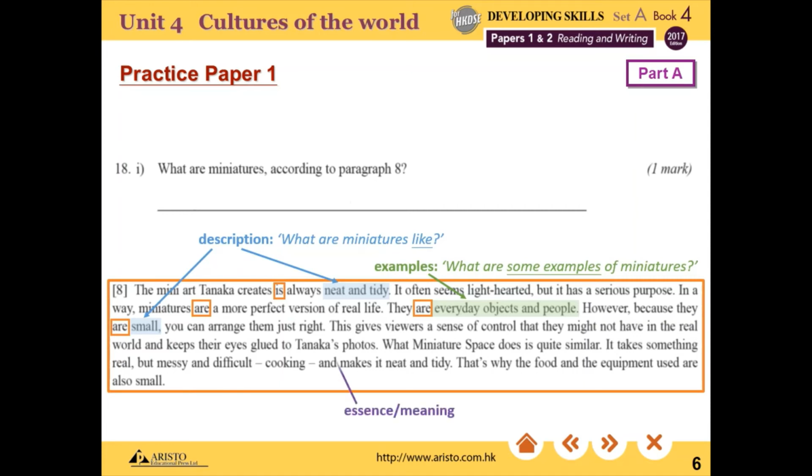Lastly, highlighted in purple is a description of miniatures being a more perfect version of real life. This is neither a description nor an example of miniatures. This phrase describes the essence or meaning of miniatures, and is in fact the best answer to this question.